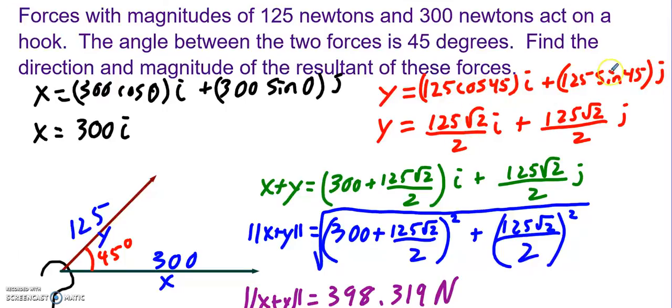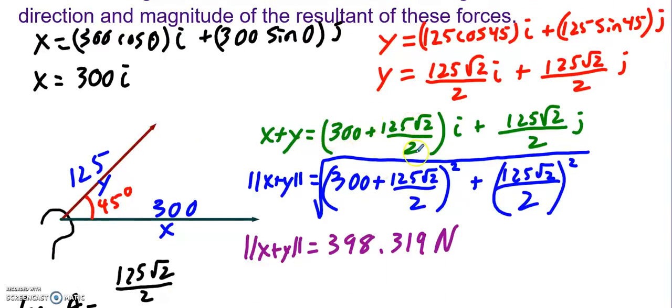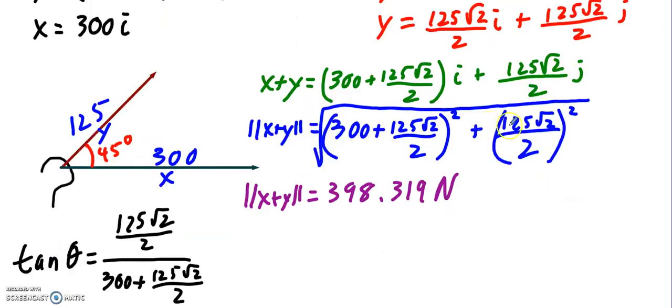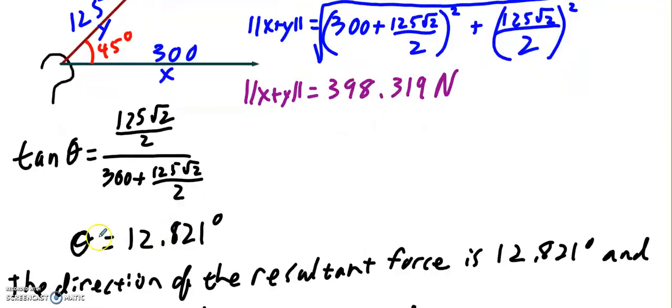Cosine of 45 is root 2 over 2. Sine of 45 is root 2 over 2. So I can simplify that. The resultant vector, I'm calling x plus y. So it's (300 plus 125 root 2 over 2) i plus 125 root 2 over 2 j. Find the magnitude of the resultant, square root of the components squared, and I get 398.319 newtons. Find the direction, so tan theta is b over a. So 125 root 2 over 2 divided by (300 plus 125 root 2 over 2), tan inverse, and I get 12.821 degrees.